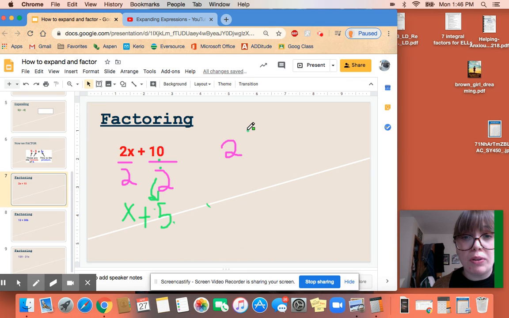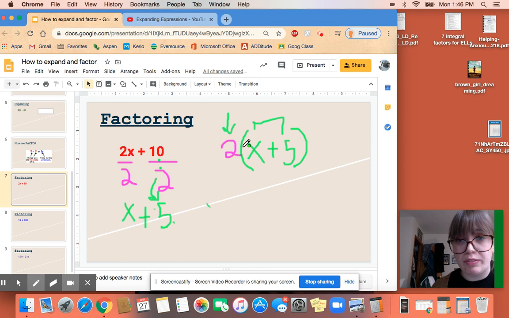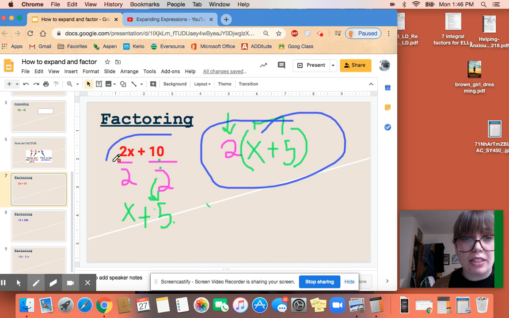Now, I've pulled a 2 out of my expression, so I have to show that by writing it in this form. I have pulled my 2 out of my expression. Here it is, and here's what's left over when I've pulled the 2 out. So now I have 2 times x plus 5. This is the same thing as this. I've just gone backwards from expanding to factoring. I pulled the 2 out and placed it outside the parentheses. And now the bare bones are inside the parentheses.